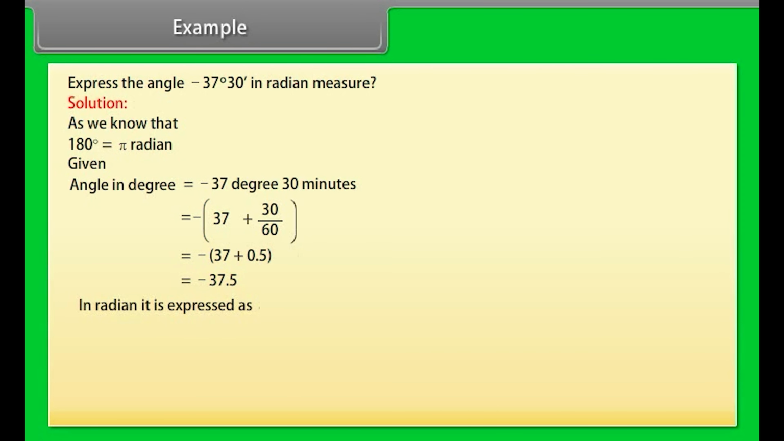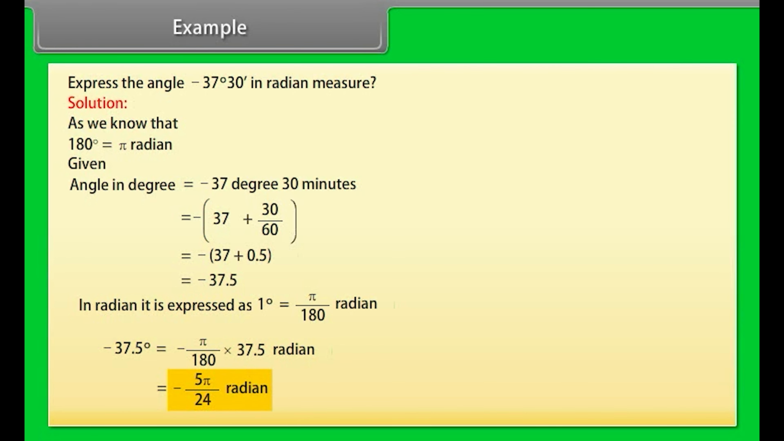In radian, it is expressed as 1 degree is equal to pi by 180 radian. Minus 37.5 degree is equal to minus pi by 180 into 37.5 radian, which is equal to minus pi by 24 radian.